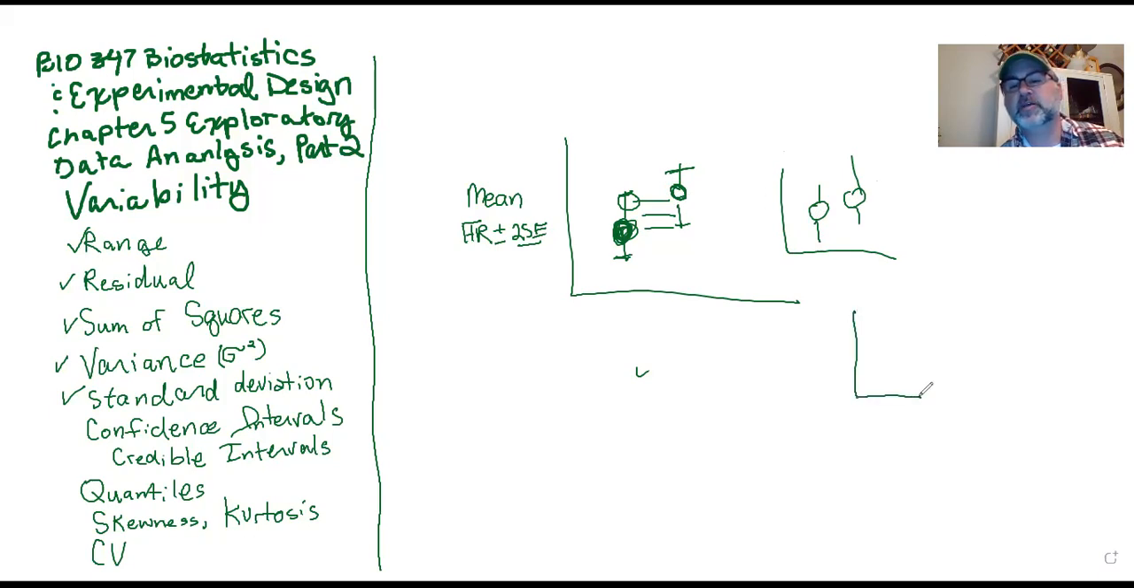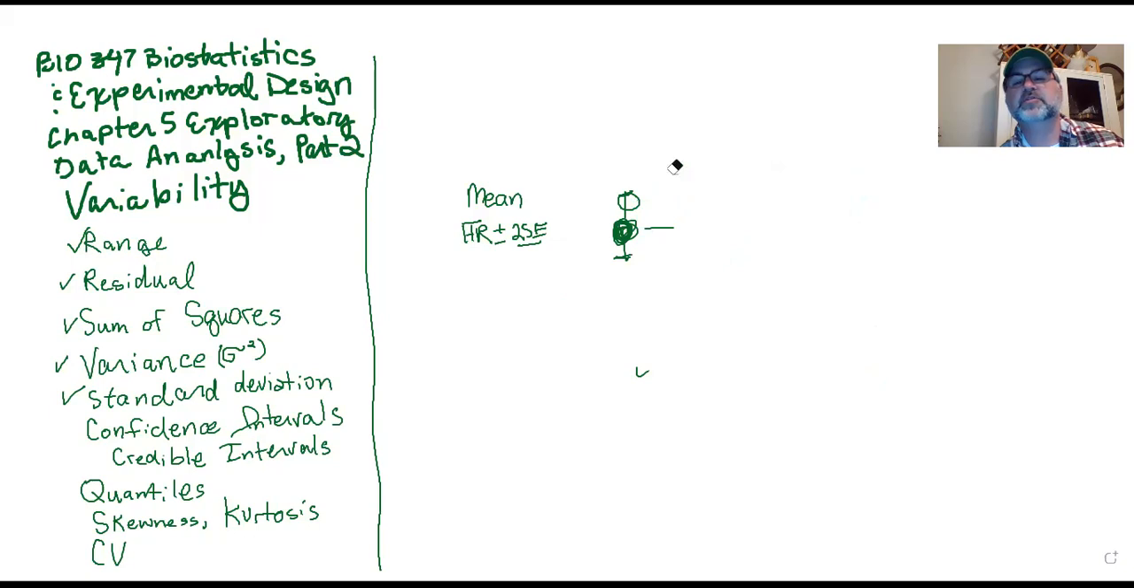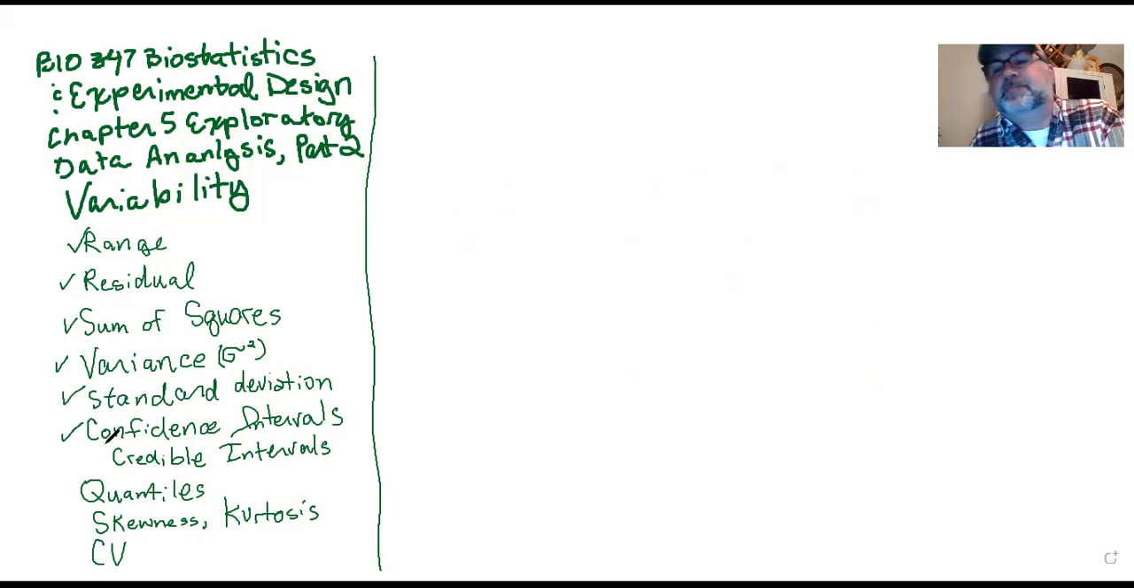Oftentimes, if you have small data, you could do things like this. You could have the mean and actually put the observations there. Okay, some people do that. Whatever gets your message across, that's the important thing. All right. Credible intervals are a Bayesian version of confidence intervals. And that's all you need to know.